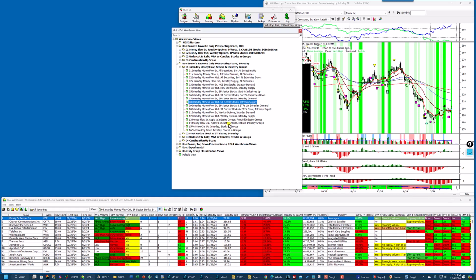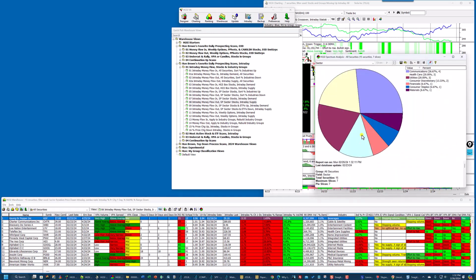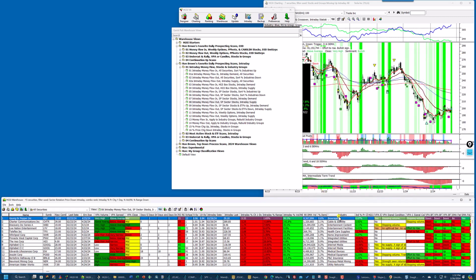Just by clicking on this, you can see these are all flowing out today, and you can see which of the groups are the weakest. And once again, if you want to see the sectors, just click on this. But I don't think that's necessary. I think it's better to have the industry showing. There's a lot of different ones in here, but they all serve a specific purpose.